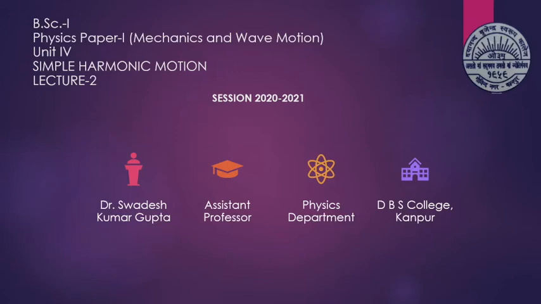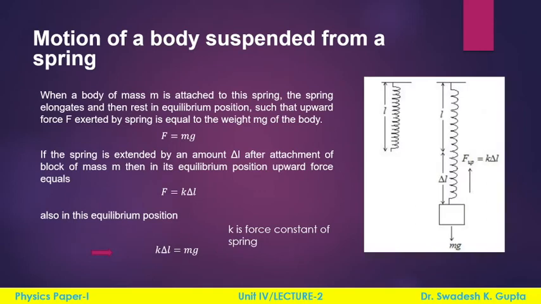Hello students, in this lecture I will be talking about different examples of simple harmonic motion, which we have already discussed in lecture 1. So the first example is motion of a body suspended from a spring.